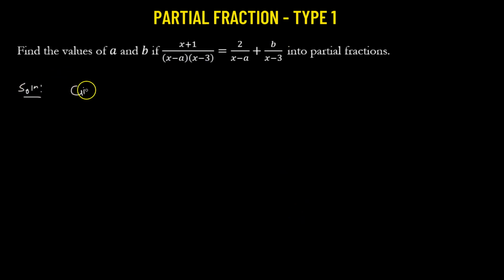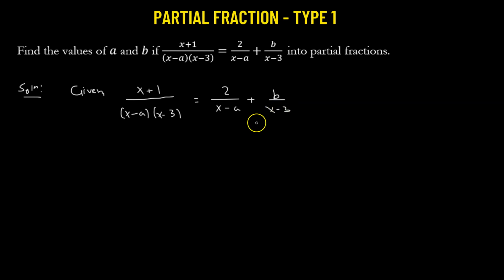So here we are given the equation. We have (x + 1) divided by (x - a)(x - 3), equals 2 over (x - a) plus b over (x - 3). So let's do one thing. Let's multiply throughout the equation with the denominator of the expression on the left hand side, which is (x - a)(x - 3).